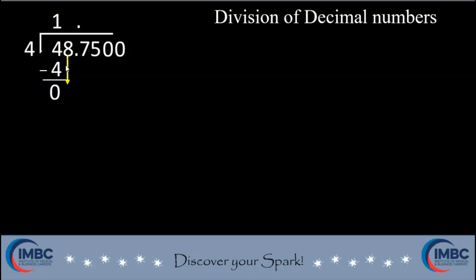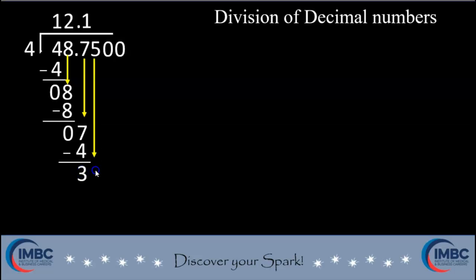We bring down the 8. 4 can go into 8 2 times. Again, we place it right above the 8. 2 times 4 is 8. We do the subtraction. That's a 0. We bring down the 7. 4 goes into 7 one time, right above the number 7. 4 times 1 is 4. We do the subtraction. 7 minus 4 is 3. We bring down the 5.